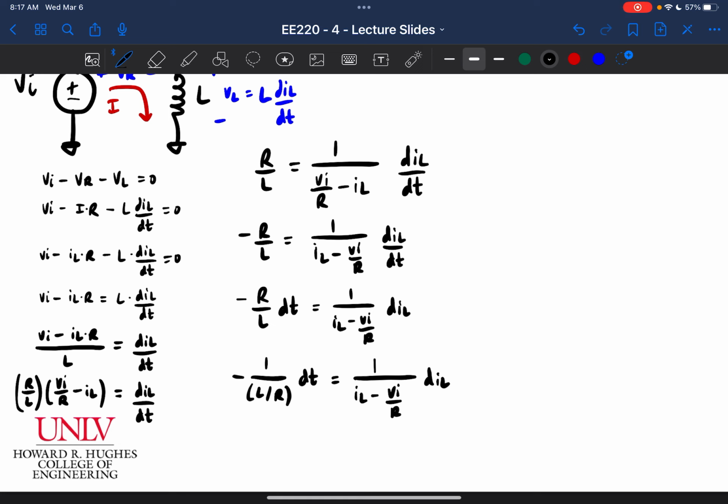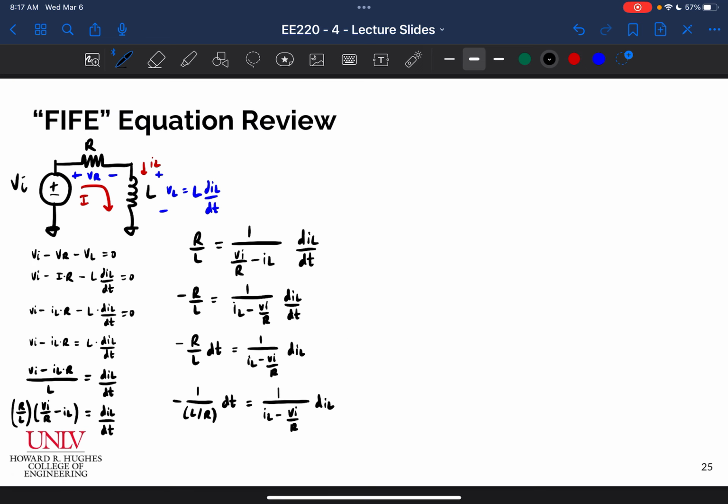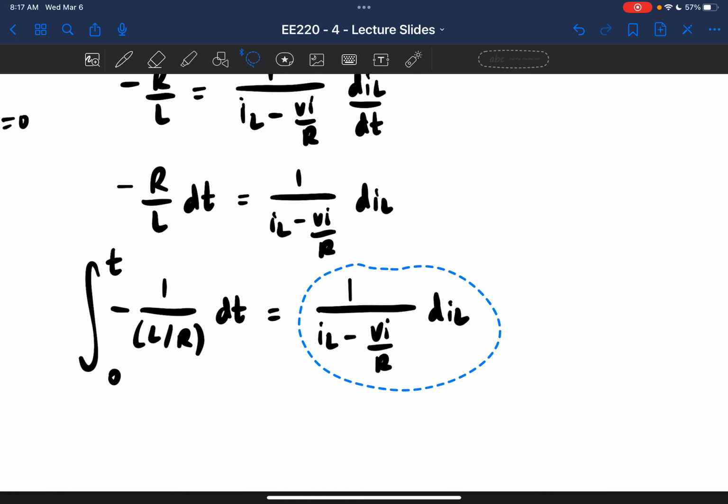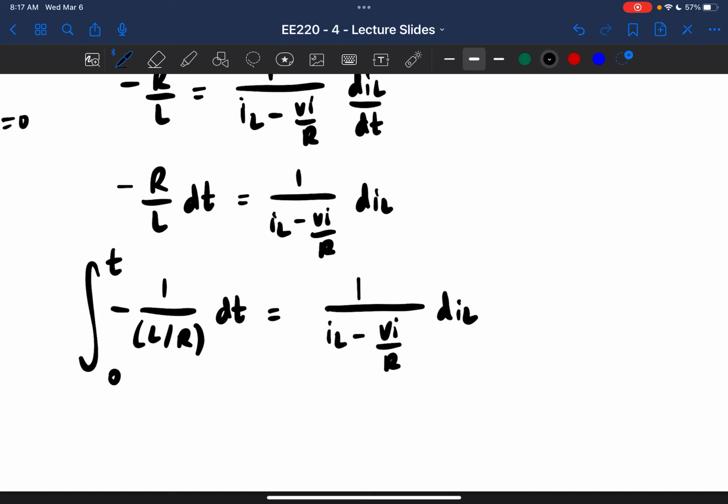I can now integrate both sides. Again, I don't expect you to know how to do this. This is differential equations, and this is something that I'm almost certain you haven't learned. But what I'm going to do is take the integral of the left-hand side with respect to time, integrating from 0 up to some time t. And then on the right-hand side, I'm integrating with respect to current. So I'll integrate from my initial current, ILI, up to some current at the time t, IL of t, okay?